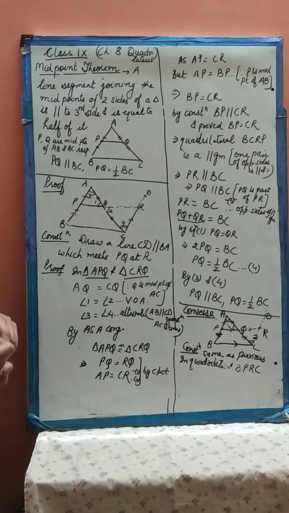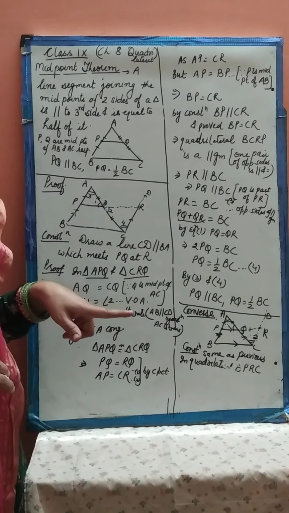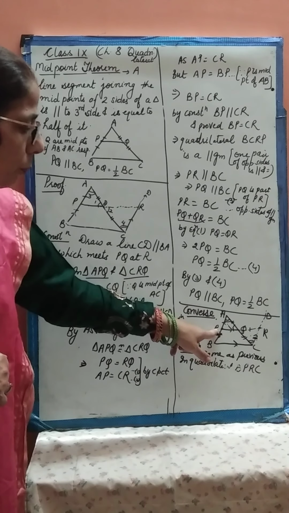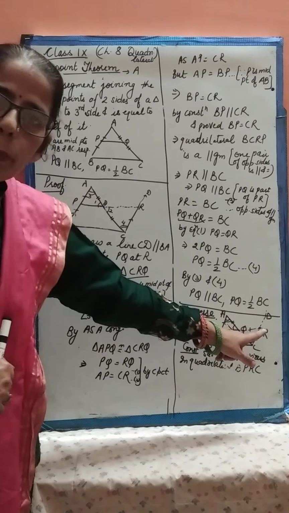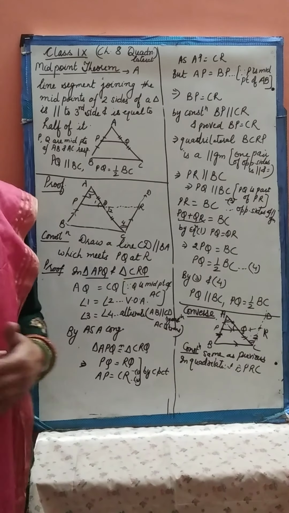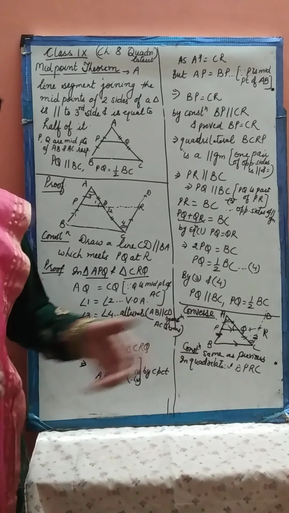The converse is not that important from the proof point of view, but both results are very important. What is the result of the converse? If in a triangle, a line segment passing through the midpoint of one side parallel to another side also passes through the midpoint of the third side. So these two results you have to keep in mind.